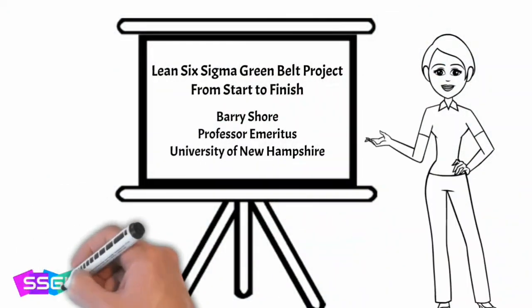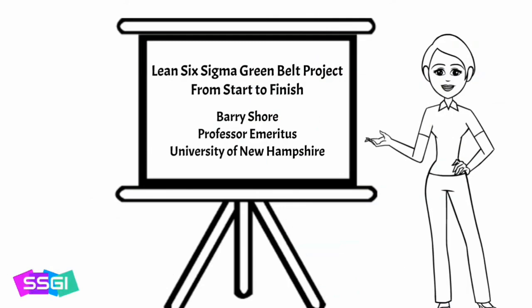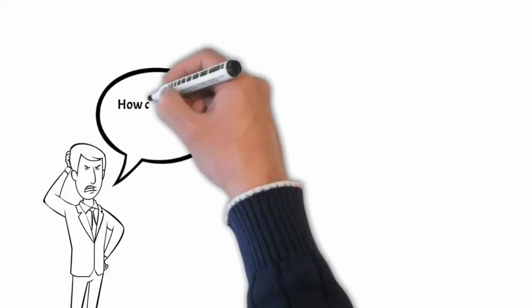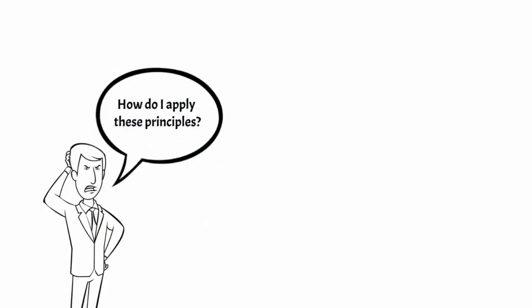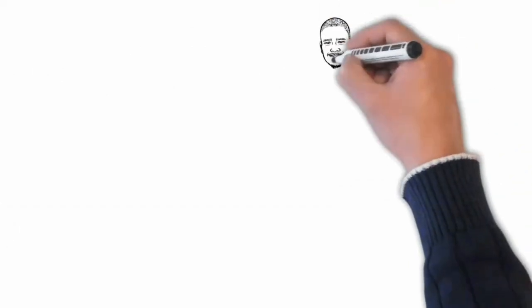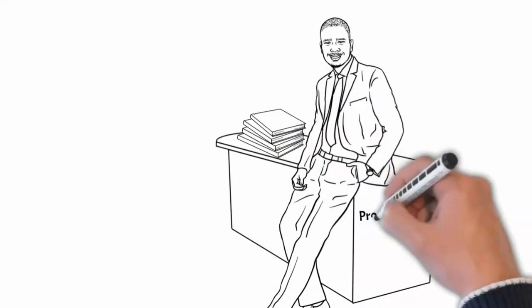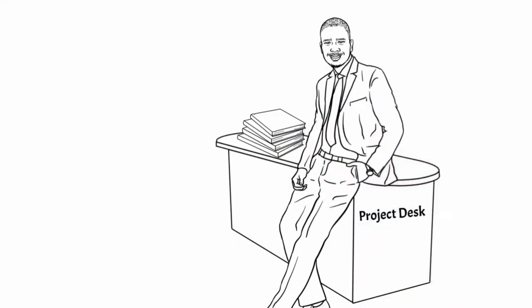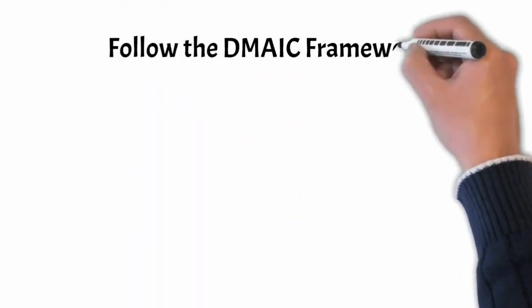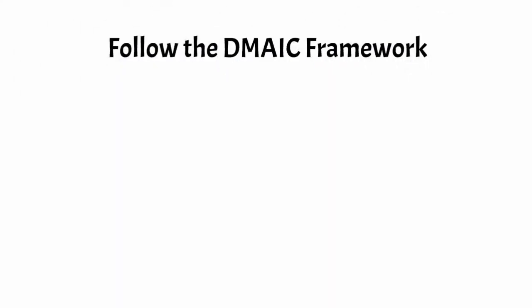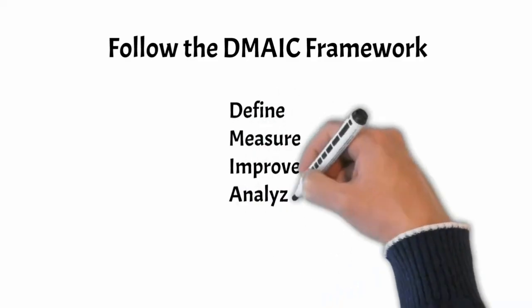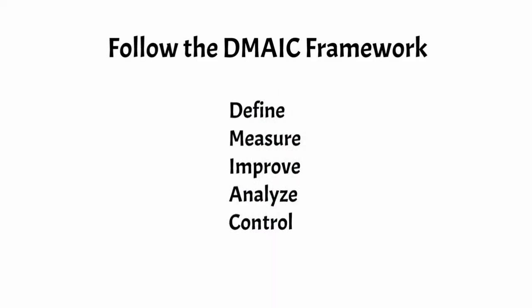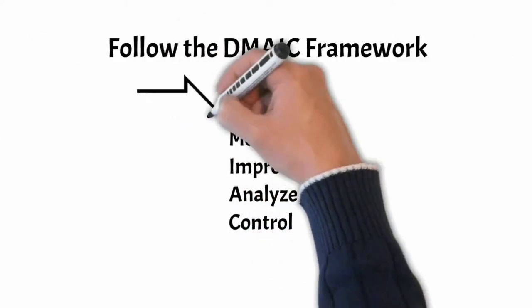How can the Lean Six Sigma body of knowledge be applied to a real project? Here's a simple example illustrating the Lean Six Sigma project cycle from start to finish. It is informed by countless projects submitted here at SSGI over the years. To structure the project, we follow the DMAIC framework. It includes 5 phases: define, measure, improve, analyze, and control. First, we turn to the define phase.